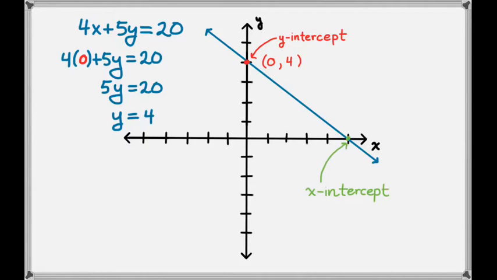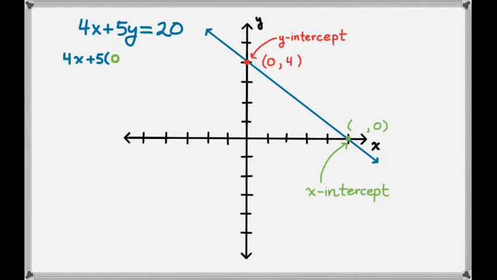Now the x-intercept is the place where the graph crosses the x-axis. Notice that this point will always have the y value of 0. And we can find the x value by plugging in 0 for y into our equation. So we'll get 4x plus 5 times 0 equals 20. Thus we have 4x equals 20, and when we divide by 4 we get x equals 5. So the x value of the x-intercept is 5.